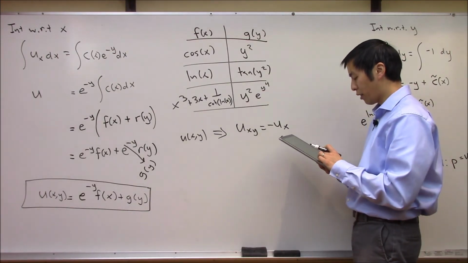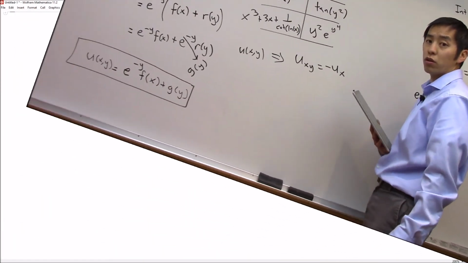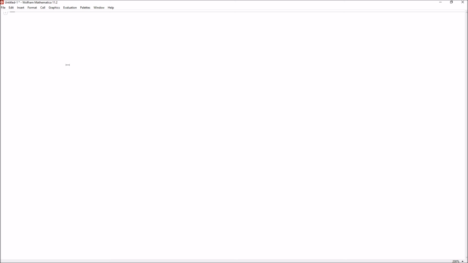So let's run over to Mathematica and see if this works. All right, so here we are over in Mathematica again. So let's go ahead and first choose some of these f of x and g of y functions that we just talked about, and use that to compose this solution. Maybe let's call it u1 of x, y.